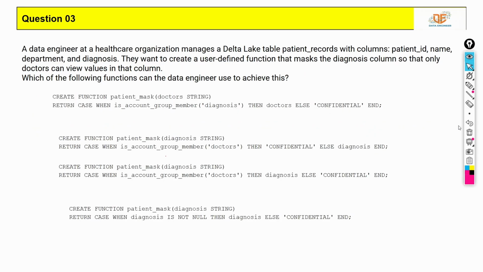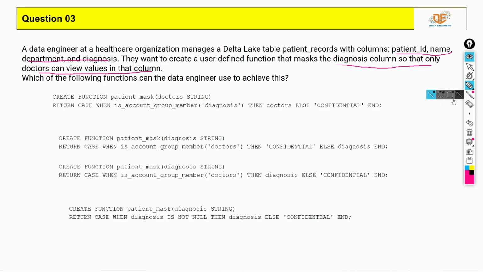Let's go to the next question. A data engineer at a healthcare organization manages a Delta Lake table, patients record, with the columns patient ID, name, department, and diagnosis. They want to create a user defined function that masks the diagnosis column so that only a doctor can view the value of that column. Perfect. So we have to mask the column so that only a doctor can view the data.